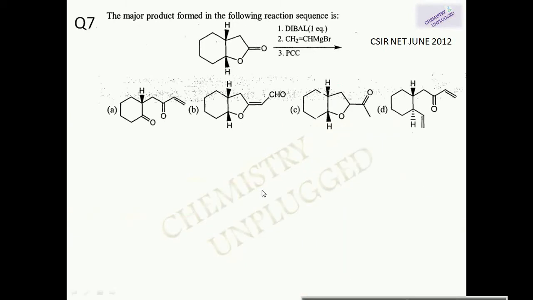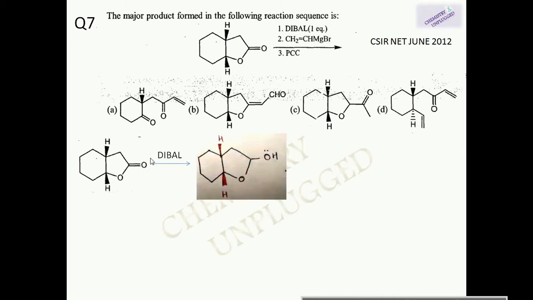Next, in the next question, we are first using DIBAL. DIBAL is diisobutyl aluminum hydride. And it is a reducing agent and selectively used for lactones. That is a lactone. So it will reduce the carbonyl group of this lactone to OH. And then in the next step, the lone pair of electron of this oxygen will shift here and this bond will shift to this oxygen atom.